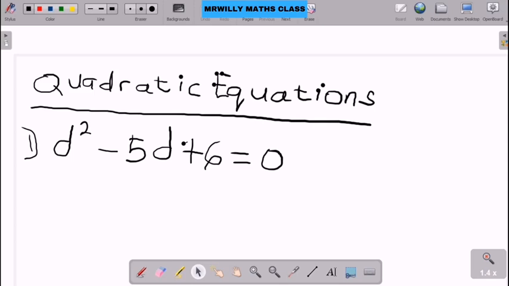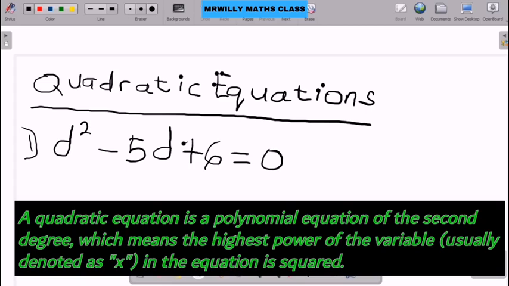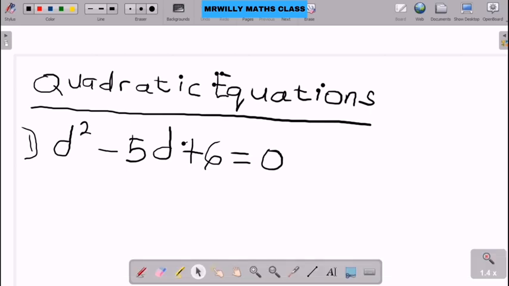Today we are going to be looking at quadratic equations. We'll be solving quadratic equations. But before we start, you need to understand what a quadratic equation is. By definition, a quadratic equation is a polynomial equation of the second degree, which means the highest power of the variable, usually denoted as x in the equation, is squared.